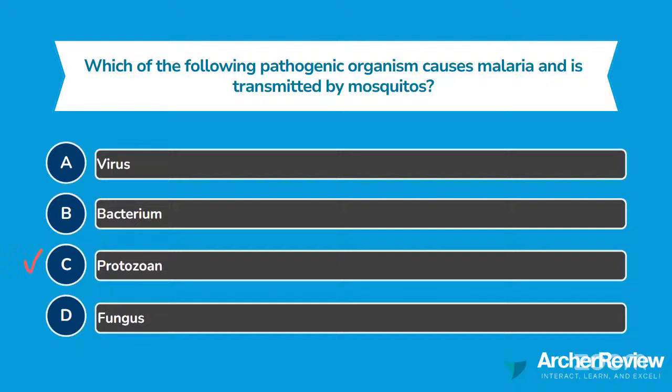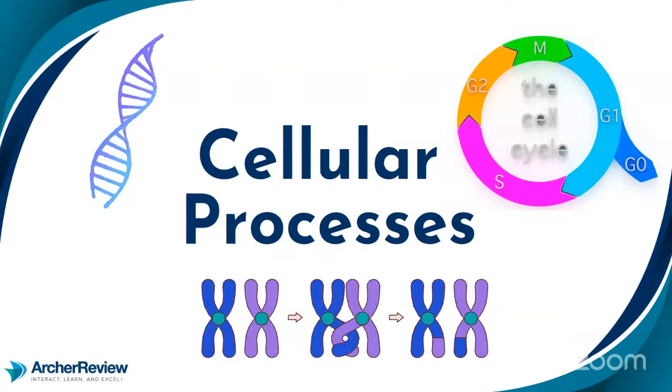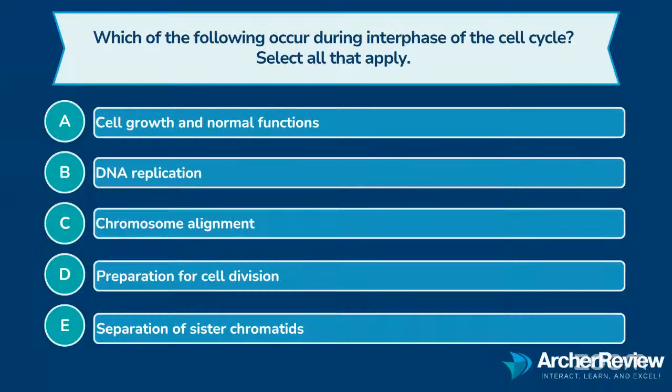Okay, we are ready for our next category, cellular processes. So we are moving right along here. We try to keep these webinars right around an hour, and I think we're pretty close. I think we're good on our time here. So let's take a look at our next question. Which of the following occur during interphase of the cell cycle? Select all that apply.